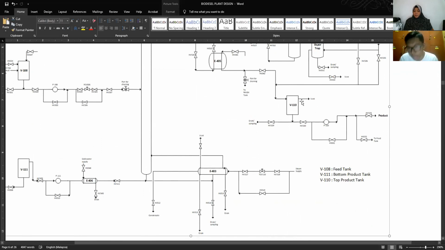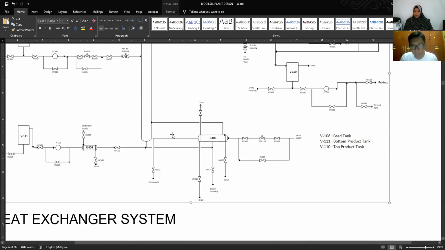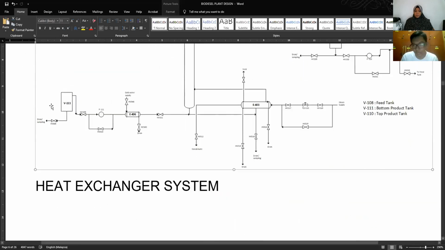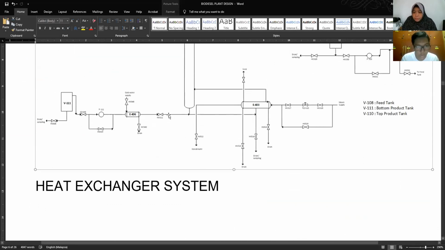The bottom product will go to HV533 to product, and this is to the feed tank. For the bottom one, this is V111. After it is separated, we go to V111, and we go to E406.